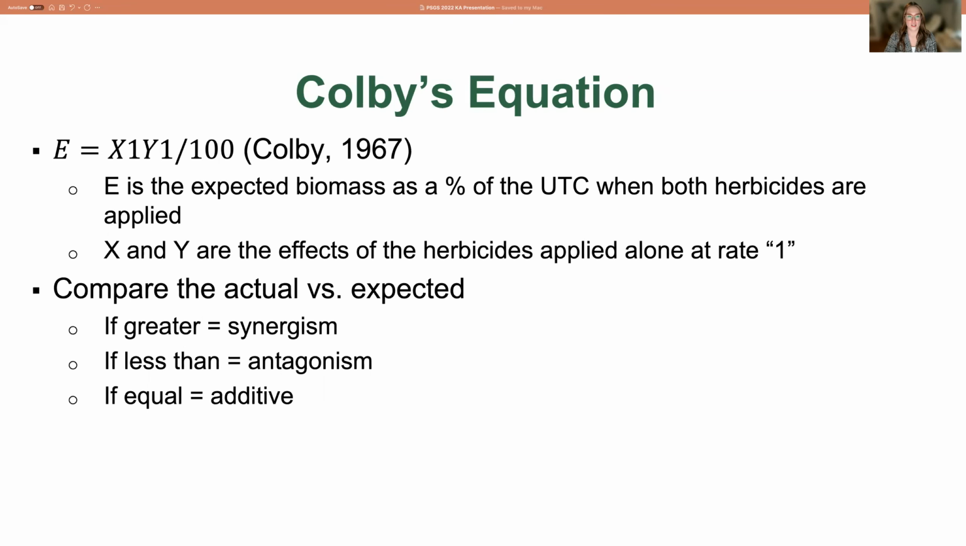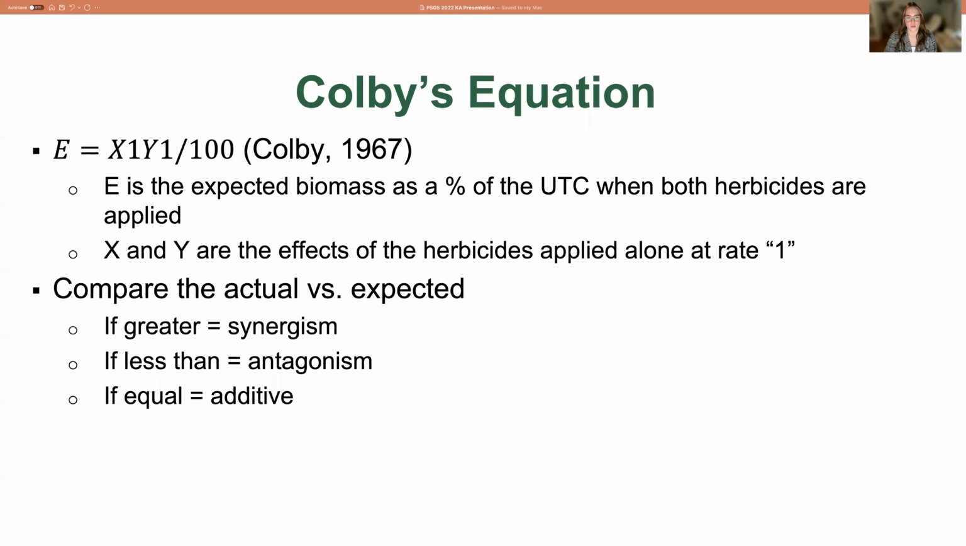So Colby's equation can be used to determine the type of herbicide interaction in your herbicide mixture. So there's the formula. E is the expected biomass as a percent of the untreated check when both herbicides are applied. X and Y are the effects of the herbicides applied alone at rate 1. So X in this experiment is group 14 at rate 1 and Y is group 15 at rate 1. Then you compare the actual versus expected weed control to determine the type of interaction taking place.